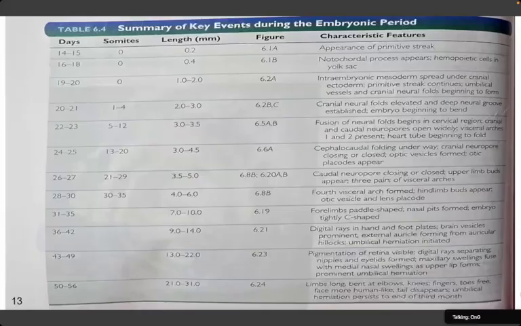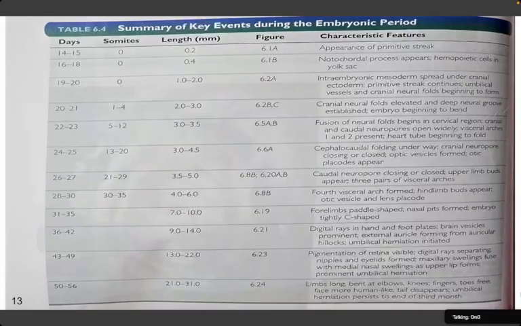Here is a summary of the key events occurring in the embryonic period of development. Like we've mentioned already, the ectoderm germ layer gives rise to the central nervous system, the peripheral nervous system, the sensory epithelium of the ear, nose, and eyes, and the skin, which includes the hair and nails, the pituitary, mammary, and sweat glands, and the enamel of the teeth.